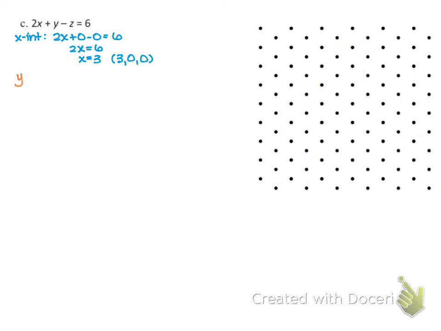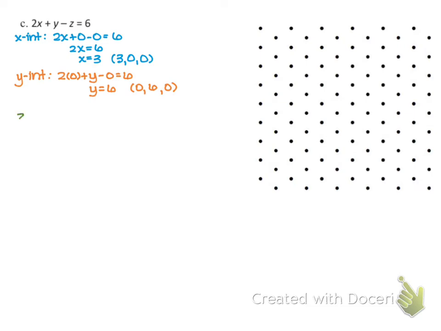Okay, y-intercept. And then we'll get our graph set up here in just a second. We're going to do the exact same thing, except now, got to plug a 0 in for x. Plug a 0 in for everybody except y. Notice everybody disappears. We just get y equals 6. So write that as a triple. We got zeros for x and z. We got a 6 for y.